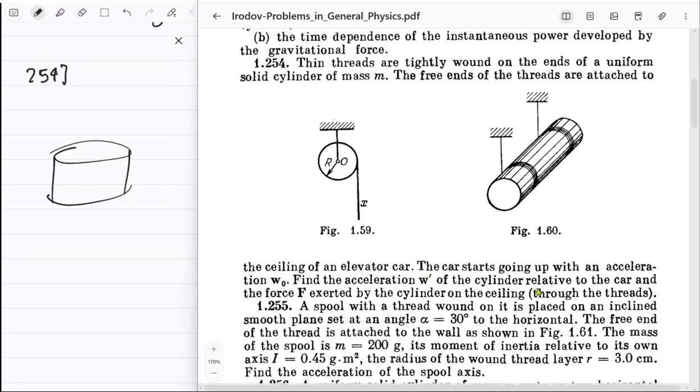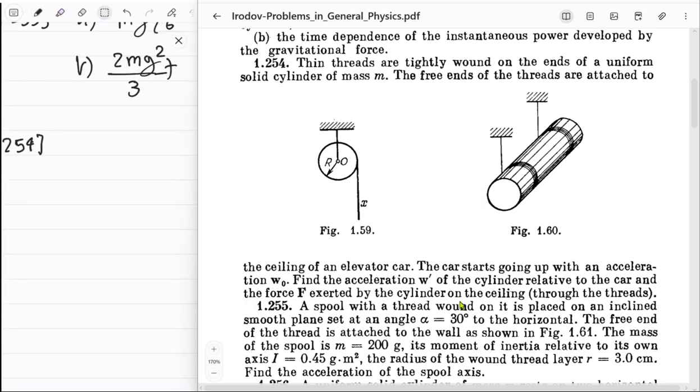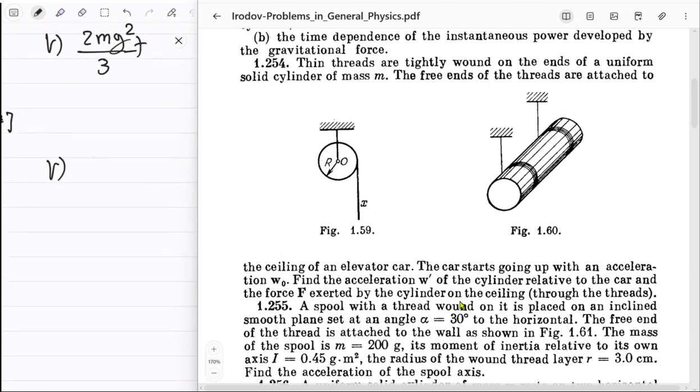Find the acceleration w dash of the cylinder relative to the car, and the force F exerted by the cylinder on the ceiling. We can find that out. It was easy. For the second part, we use the acceleration of the center of mass. So this is actually very easy. It was just 2/3 g, and this is like 2/3 g effective. What's the big deal? It's just 2/3 of the gravitational acceleration plus w naught.